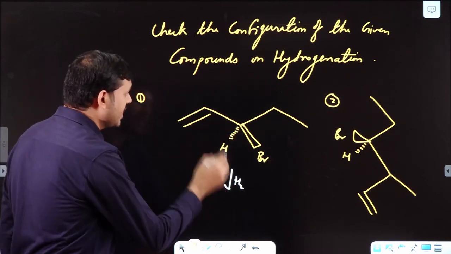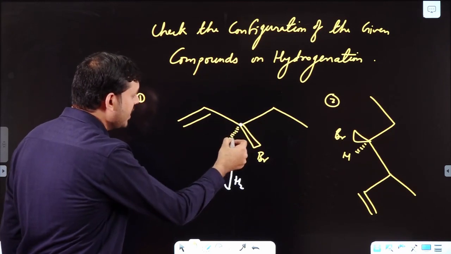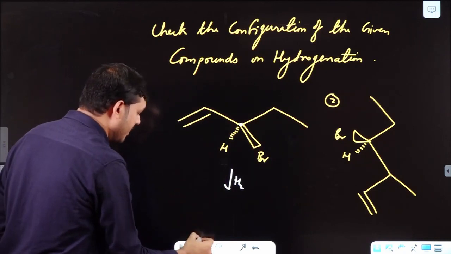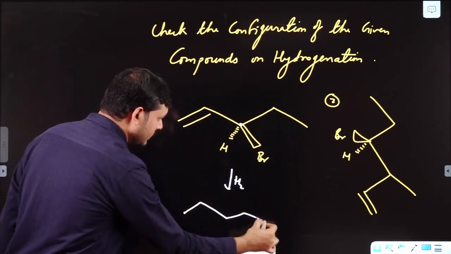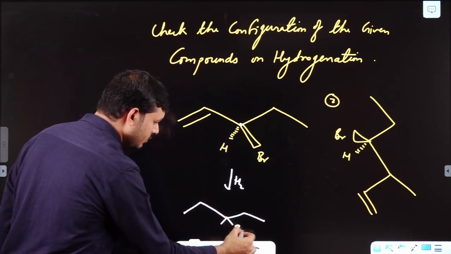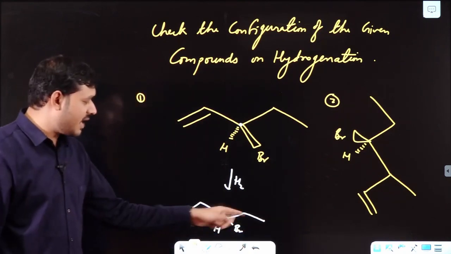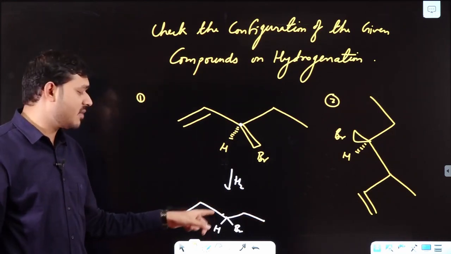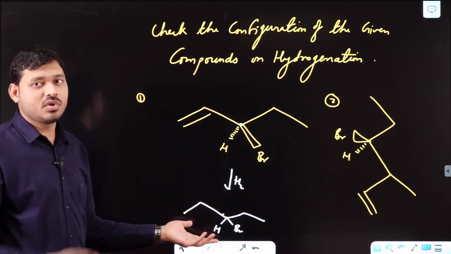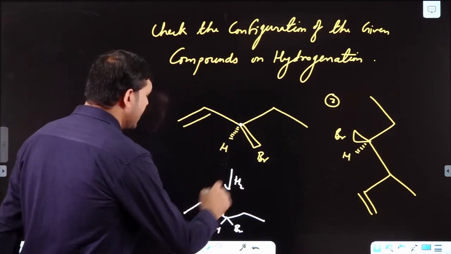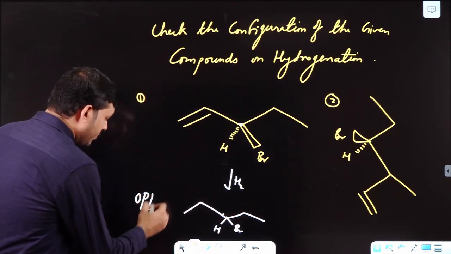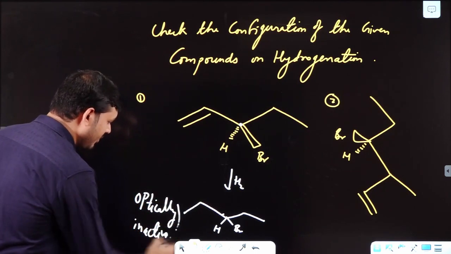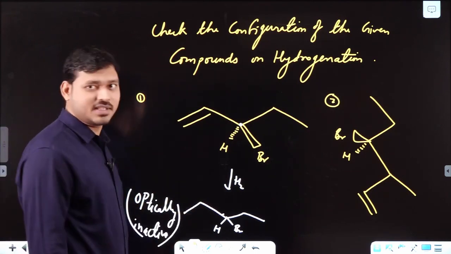See, this compound has a chiral carbon. Why? Hydrogen on this side, bromine on this side, ethyl on this side, and ethynyl on this side. On hydrogenation it will become a compound where this carbon has ethyl on this side and this side also ethyl. So there is no use of saying this carbon is chiral. So no chirality, so no configuration. You can say this compound is optically inactive. Clear to you? So you cannot say RS configuration here.